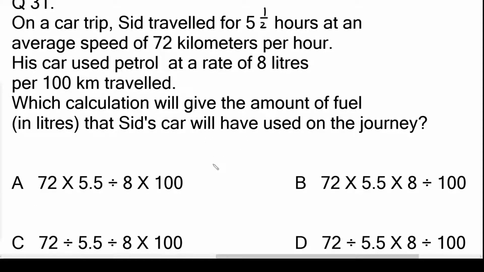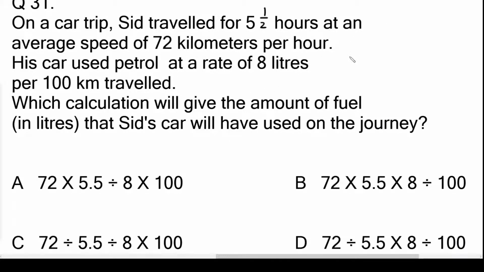Question 31. On a car trip, Sid travelled for 5.5 hours at an average speed of 27 kilometres per hour. His car used petrol at a rate of 8 litres per 100 kilometres travelled. Which calculation will give the amount of fuel in litres that Sid's car will have used on the journey?